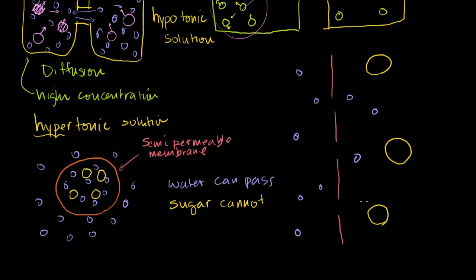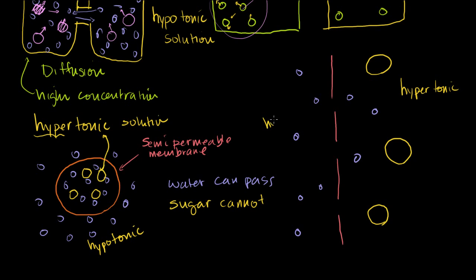Now, what do you think is going to happen in this situation? So first of all, let's use our terminology. Remember, sugar is our solute, water is our solvent, semi-permeable membrane. Which side of the membrane has a higher or lower concentration of solute? Well, the inside does. The inside is hypertonic. So I could write here, hypertonic. The outside has a lower concentration, so it's hypotonic.